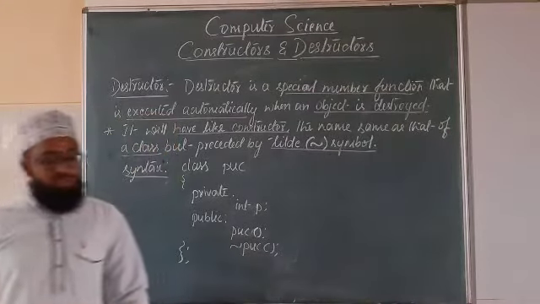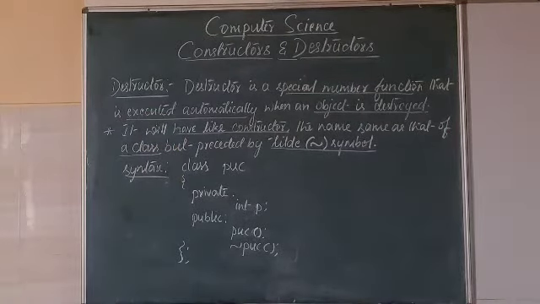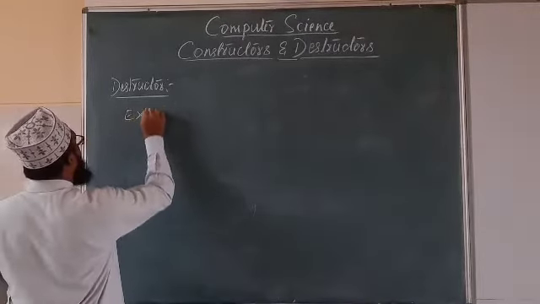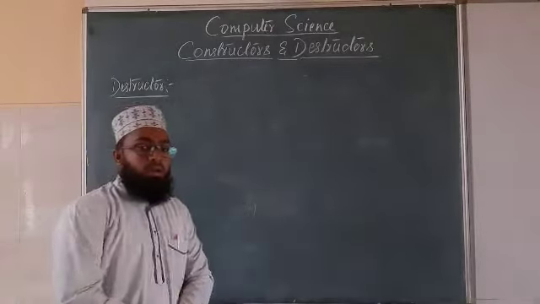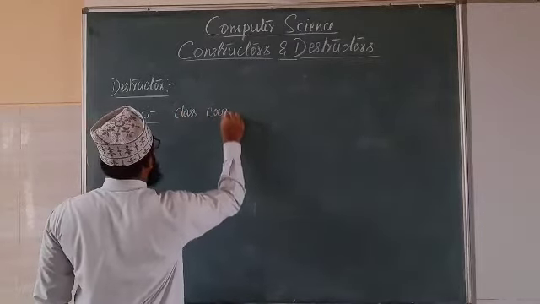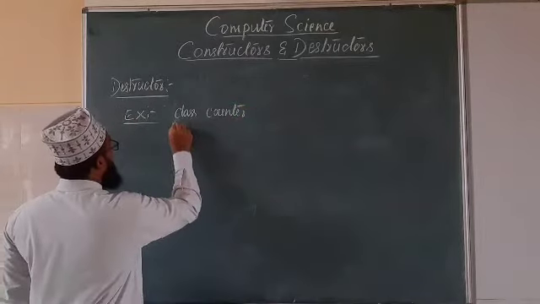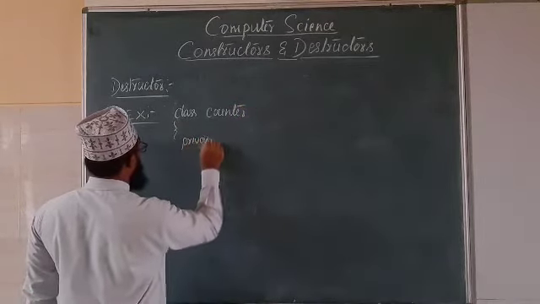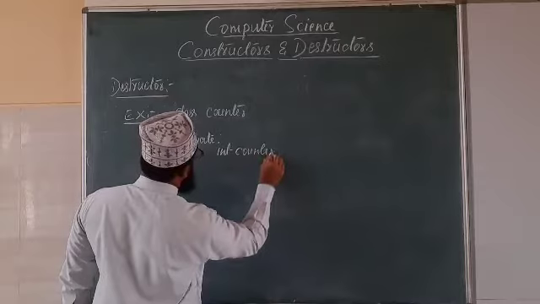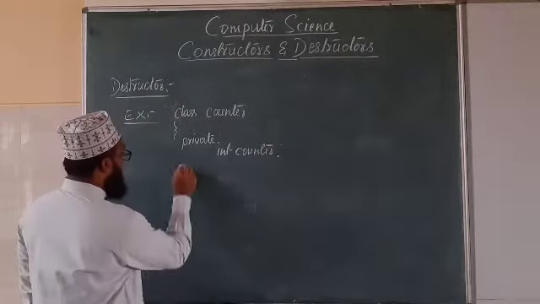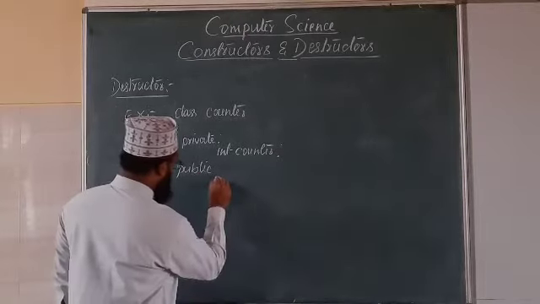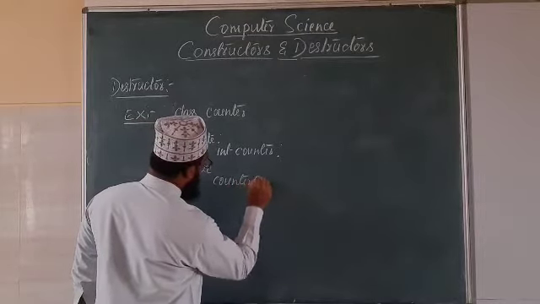Now I am going to give you a programming example on destructor. So write down the example for destructor. That is class counter. Then use private. That will be int counter. We are taking counter everywhere. Then under public, now take this as counter. What it will be?